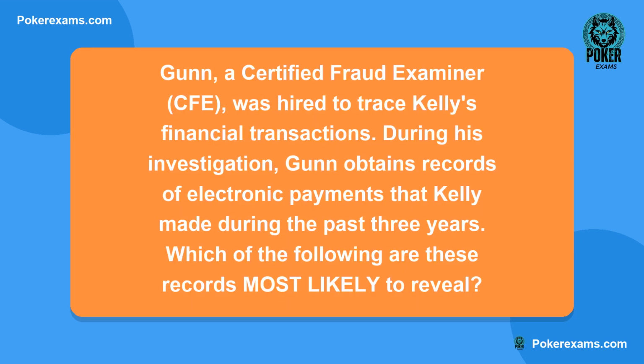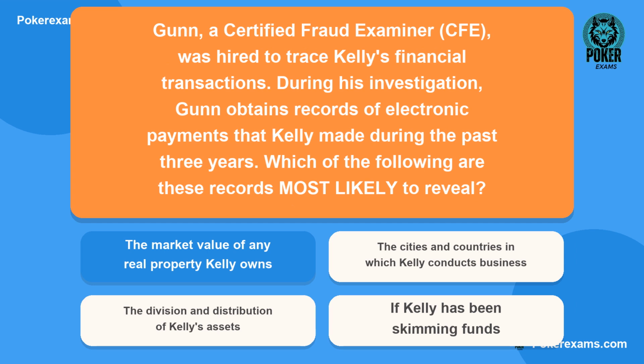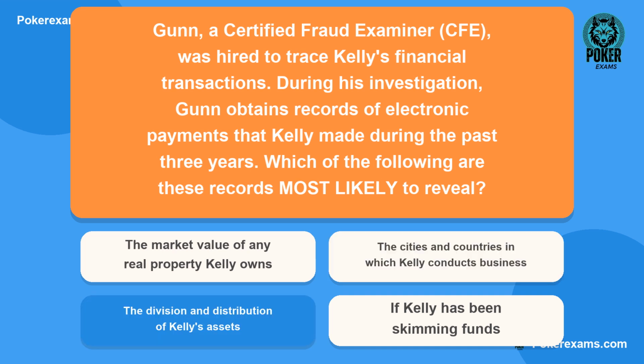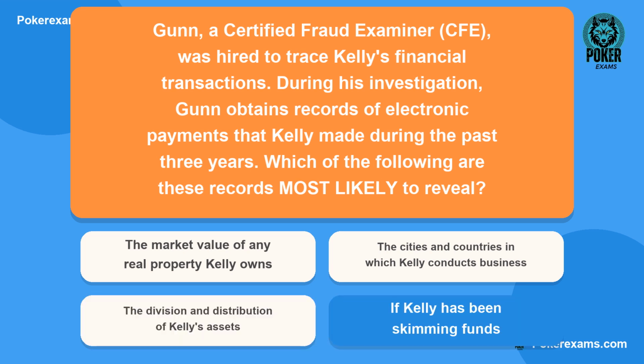Next question. Gunn, a certified fraud examiner, CFE, was hired to trace Kelly's financial transactions. During his investigation, Gunn obtains records of electronic payments that Kelly made during the past 3 years. Which of the following are these records most likely to reveal? Is it A, the market value of any real property Kelly owns? Or B, the cities and countries in which Kelly conducts business? Could it be C, the division and distribution of Kelly's assets? Or lastly D, if Kelly has been skimming funds?